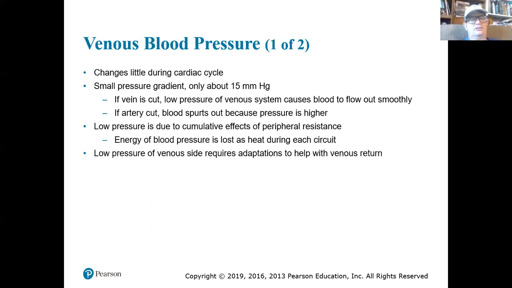Venous blood pressure doesn't change. Veins are big, wide, flabby, and have thin walls. You're not vasoconstricting or vasodilating on them. So it's about 15 millimeters of mercury. If a vein is cut, blood will run out. If an artery is cut, blood will squirt out.